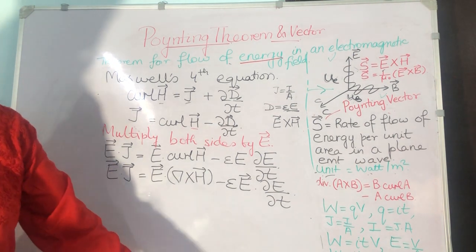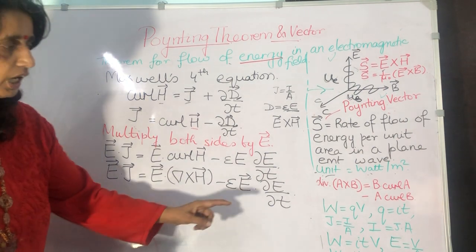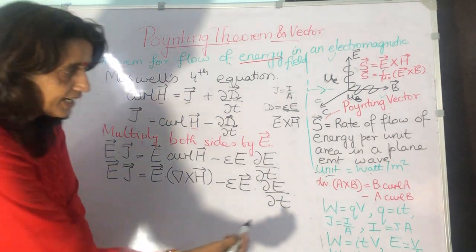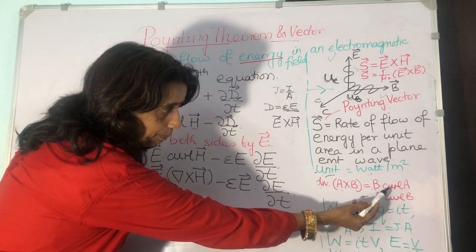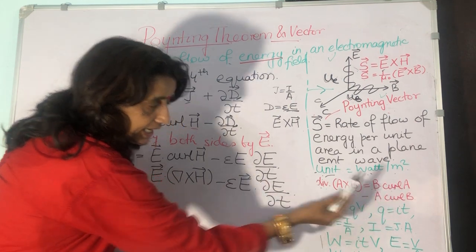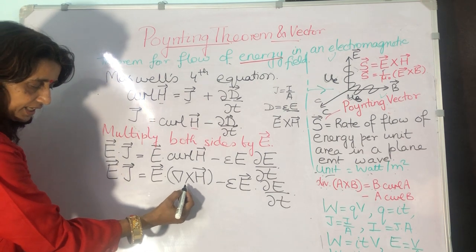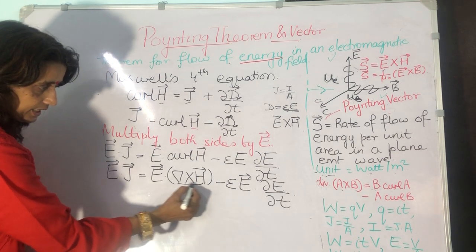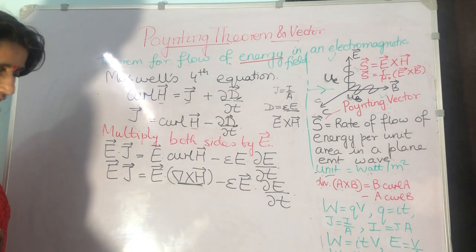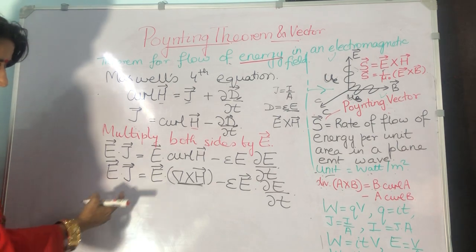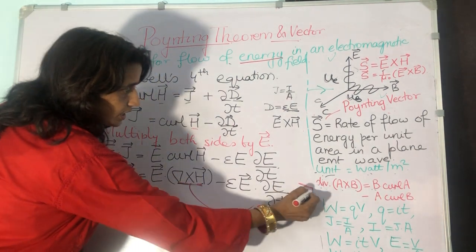Now what we just did is multiply both sides by E. We will use the formula from mathematics which states that divergence of A cross B is equal to B dot curl A minus A dot curl B. Where will we use it? We will use it here in this term, del cross H. Instead of del cross H, we will use the formula and write it as this. We are using this formula here.